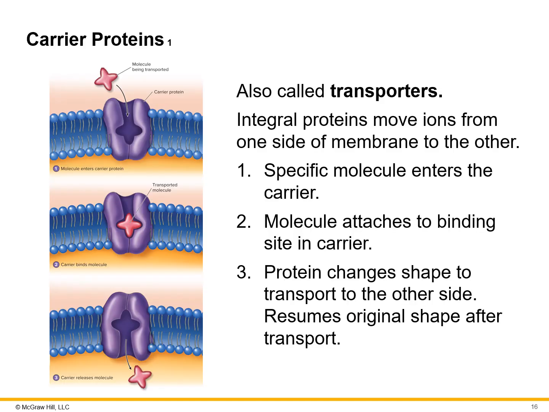Now, carrier proteins, also called transporters, are going to physically bind, but then they carry the molecule across. So the molecule they're carrying comes in, again, it has a specific shape, it fits into this site. Once it attaches, that causes the protein to change its shape, that three-dimensional tertiary structure. It changes that shape and it releases the molecule on the opposite side of the membrane.